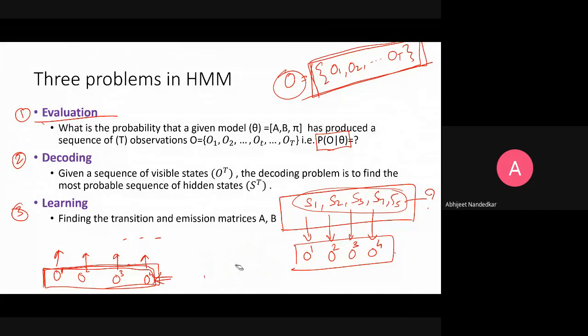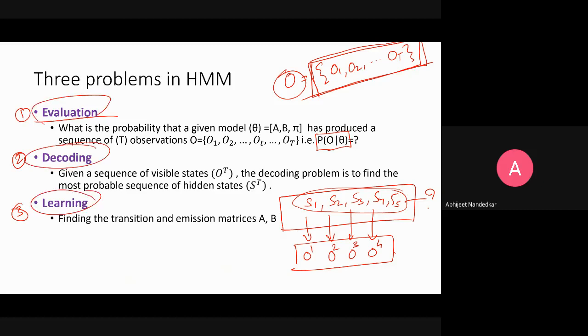So the decoding problem is to find out the most likely sequence of hidden states when I observe something. So that is called decoding. Now the last one is learning, that means finding out A, B, these transition matrices, from given data. So this is the learning problem, that means training of the HMM.